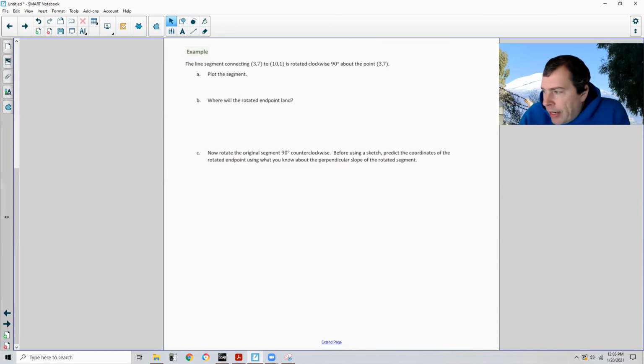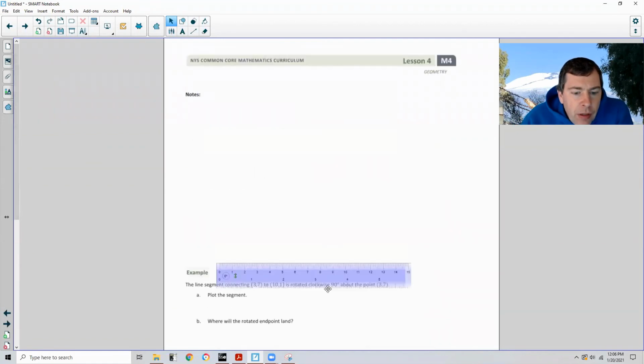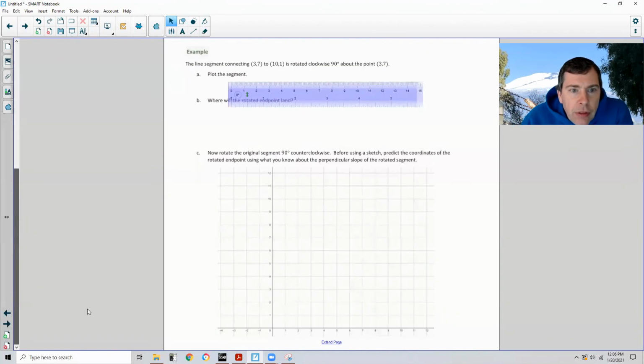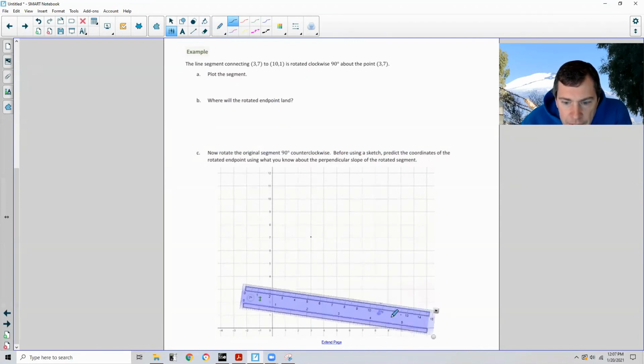So let me bring in a graph. Okay, so I brought in this graph. Let me get my ruler. I'll use a ruler to do this. So it says plot the segment. So the line segment goes from 3, 7. So here's 3, here's 7. So it goes from here to 10, 1. So here's 10, here's 1, right there. So I want to draw a segment from 3, 7 down to 10, 1.